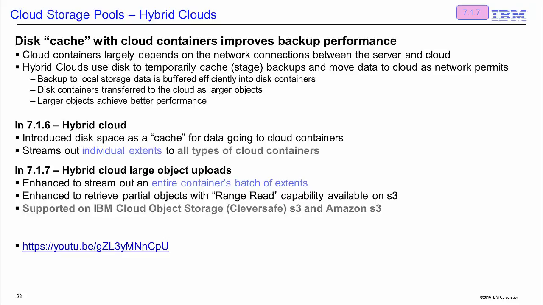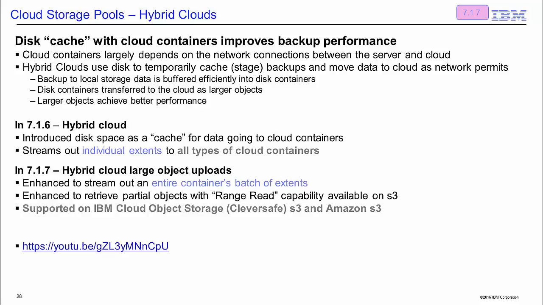Another thing we have introduced for the cloud containers is the concept of a hybrid cloud. And a hybrid cloud basically takes our cloud containers, but on the front end, it adds some disk space where we stage the backups to. And then as the network becomes available, we feed the data out to the cloud container. The reason we introduced this is that we found the biggest bottleneck is the network. And so by having our backups complete more rapidly to a directory container space and then just using that as a holding space until we can feed it out to the web, we were able to improve our performance.